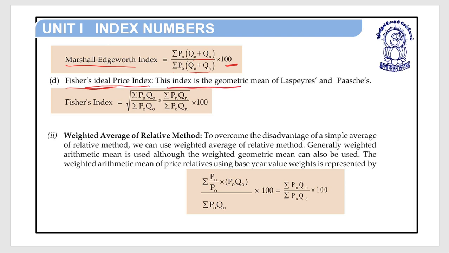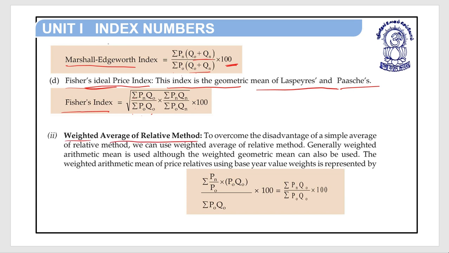Fisher's ideal price index. This index is the geometric mean of Laspeyres' and Paasche's. Fisher's index is equal to the square root of sigma P_n Q_0 upon sigma P_0 Q_0 into sigma P_n Q_n upon sigma P_0 Q_n into 100.